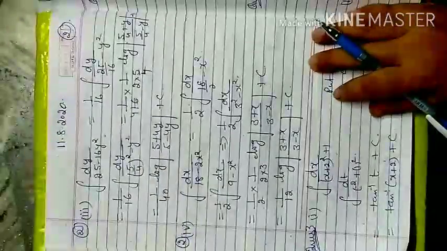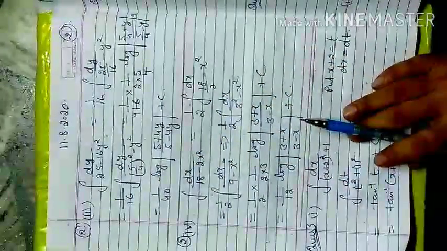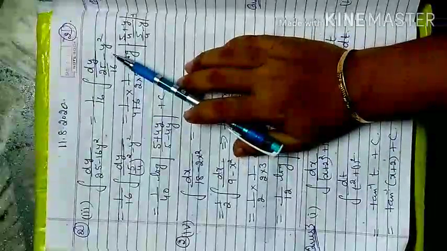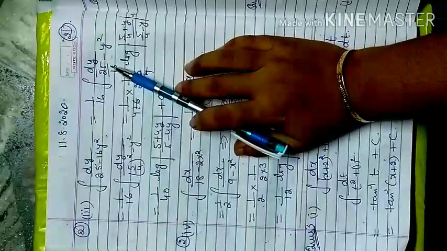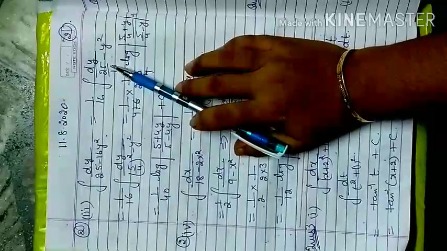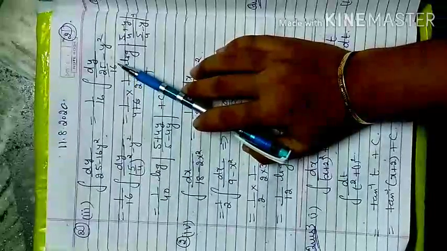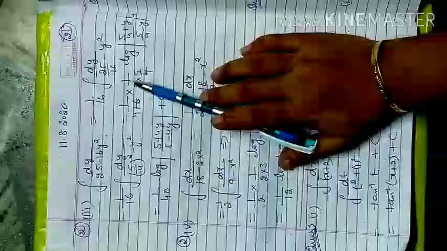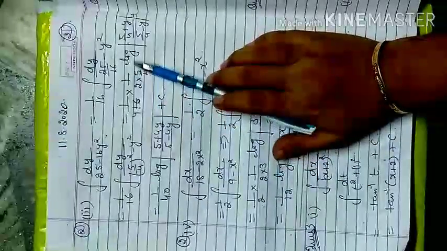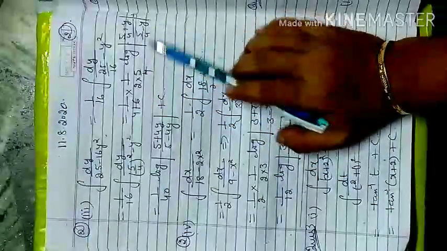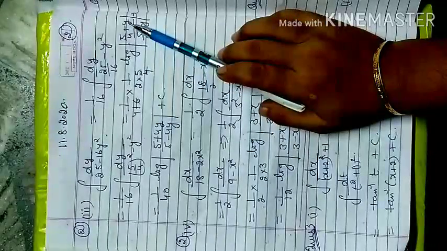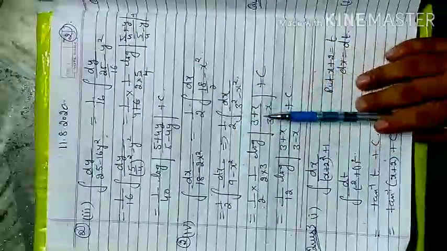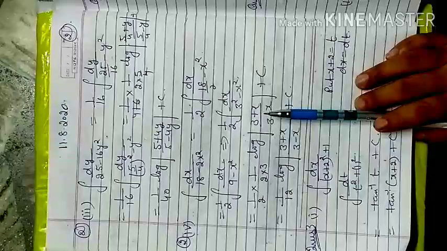In the second question also we apply the formula, just take 16 outside because there should not be any term multiplied with this y square. Either it should be a square minus x square form, x square minus a square form, or x square plus a square form. Here now it becomes a square minus x square form. Formula is 1 by 2a log a plus x by a minus x. In place of a there is 5 by 4, and in place of x is y. So just replace, take the LCM, and that is your required answer.